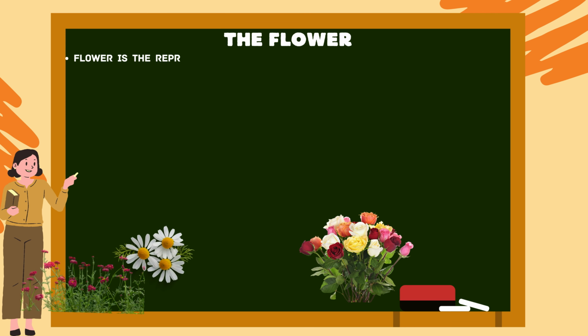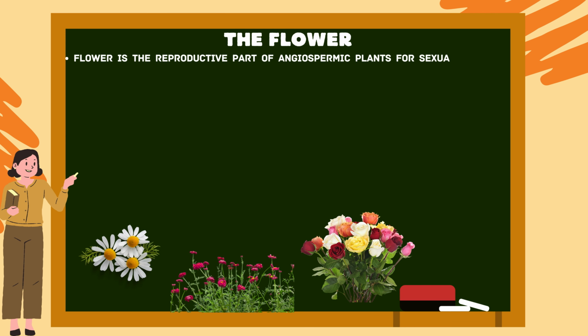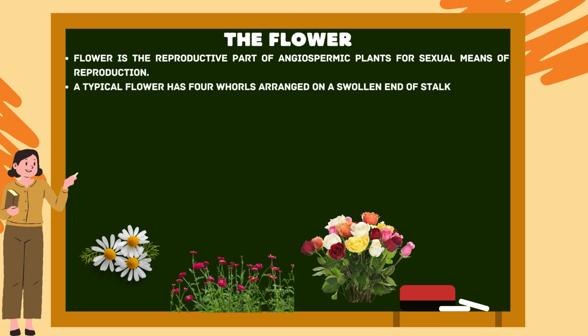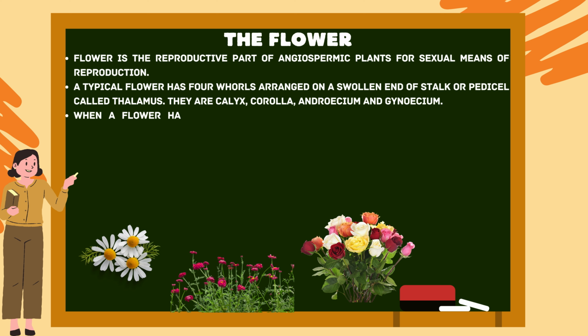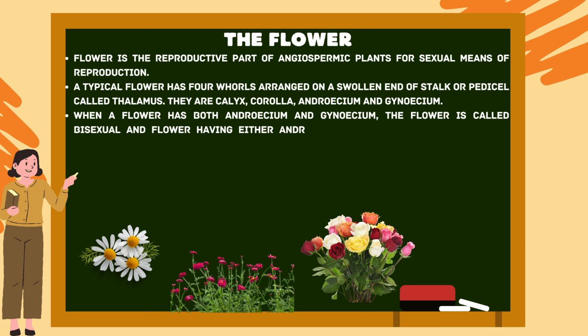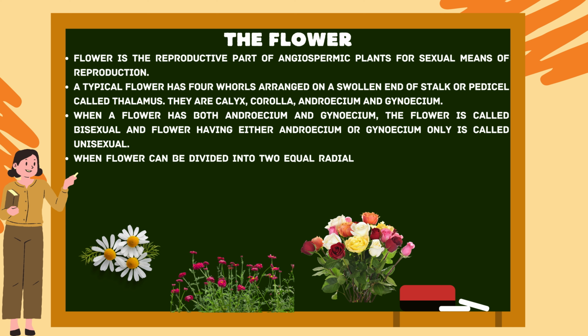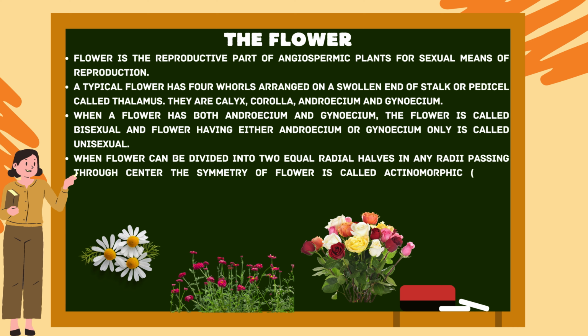Flower. The flower is the reproductive part of angiosperm plants for sexual reproduction. A typical flower has 4 whorls arranged on a swollen end of the stalk or pedicel called the thalamus. They are calyx, corolla, androecium and gynoecium. When a flower has both androecium and gynoecium, it is called bisexual, and a flower having either androecium or gynoecium only is called unisexual.